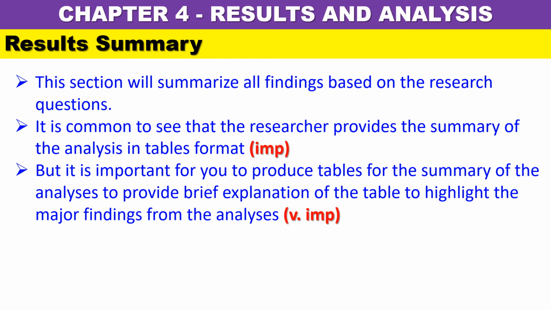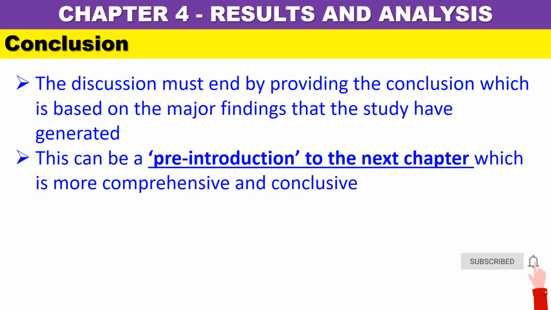Here is the possible outline of this chapter. But it is important for the researcher to produce tables for the summary of the analysis to provide a brief explanation of the table to highlight the major findings from the analysis. The discussion must end by providing the conclusion, which is based on the major findings that the study has generated. This can be a pre-introduction to the next chapter, which is more comprehensive and conclusive.